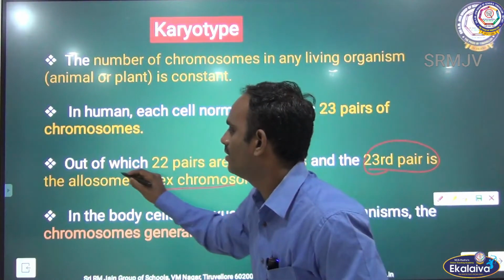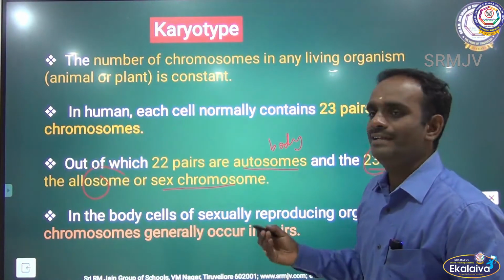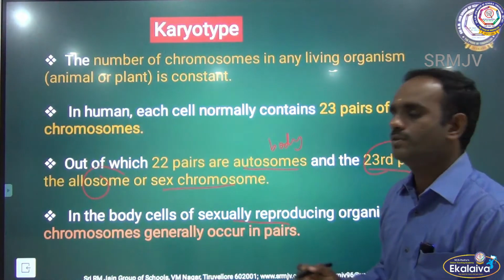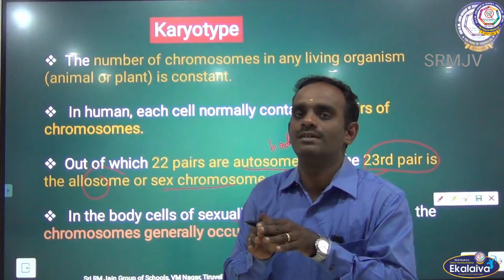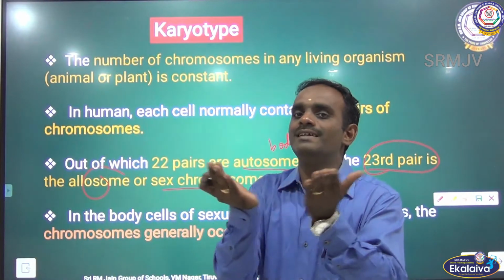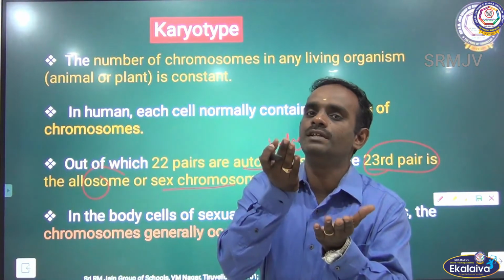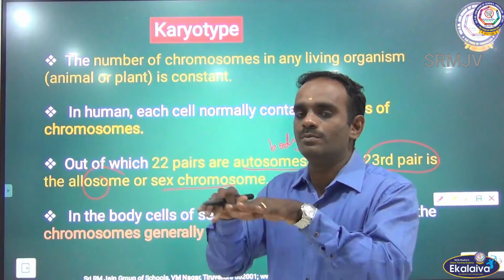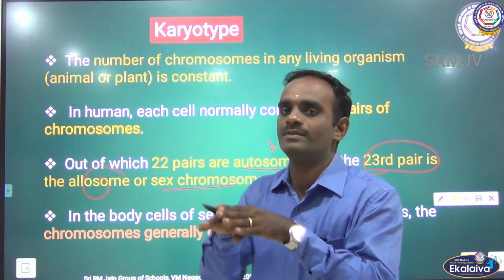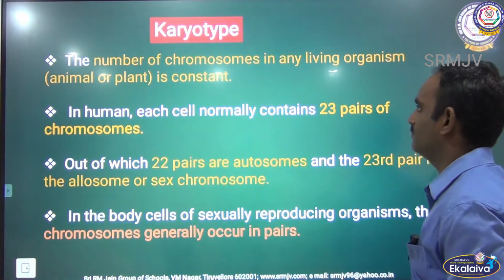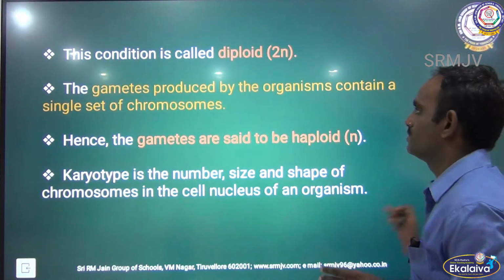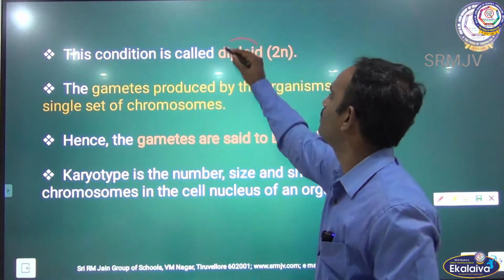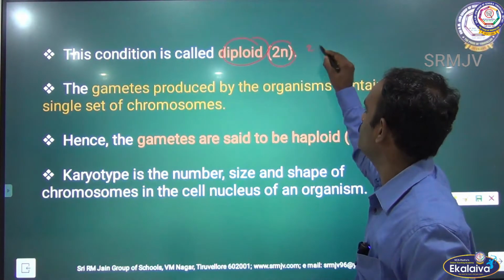sex chromosomes or allosomes. In the body cells of a sexually reproducing organism, the chromosomes generally occur in pairs. So totally 23 pairs. This condition, the pair of chromosomes, is said to be diploid. Diploid is nothing but 2n.